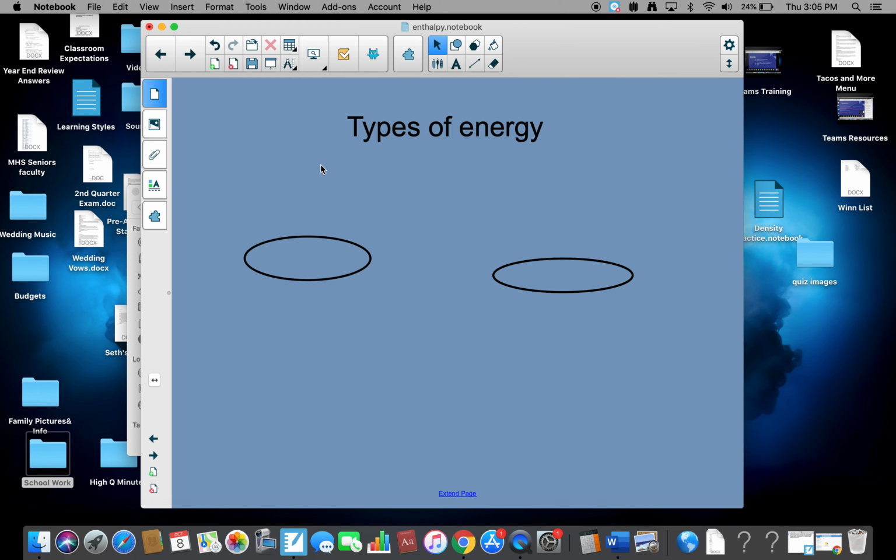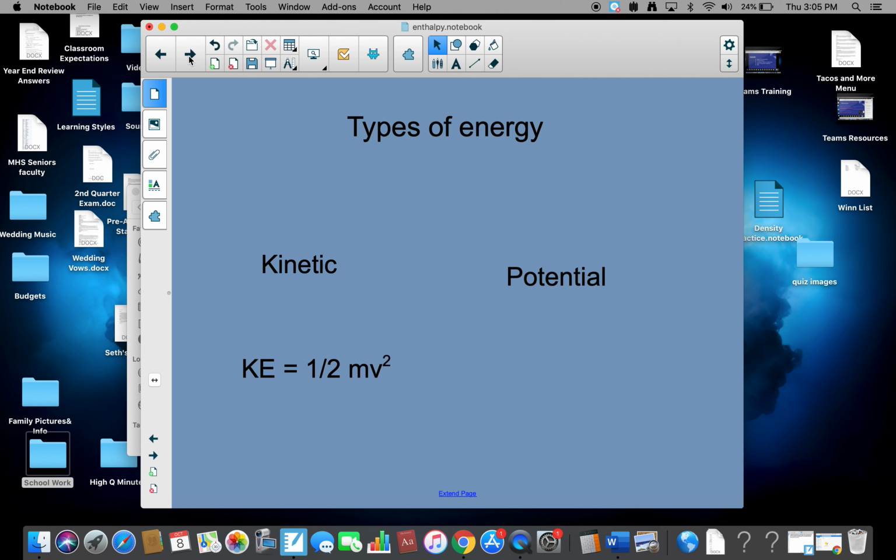Now, when it comes to types of energy, there are two types, either kinetic or potential. The equation for kinetic energy, KE, is equal to 1/2 mass times velocity squared. Potential energy, GPE, gravitational potential energy, is equal to mass times gravity times height.